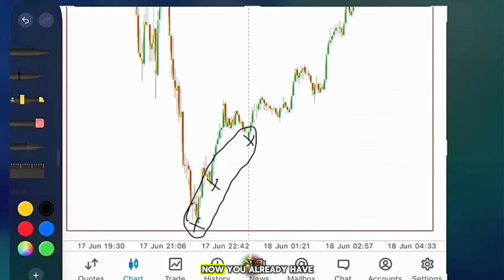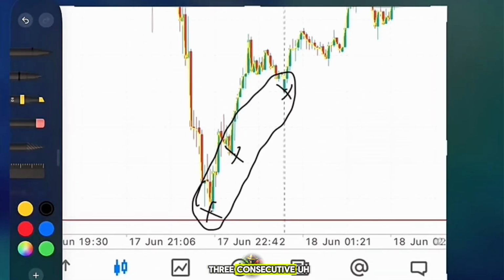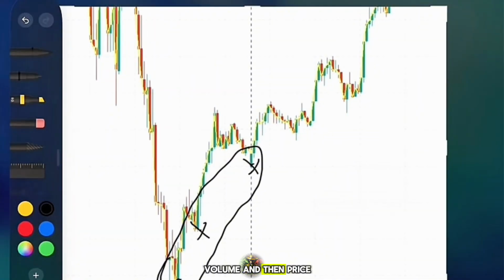Now we already have three consecutive volumes, and then price pushed up and created this. At this point, you can already enter for a buy.